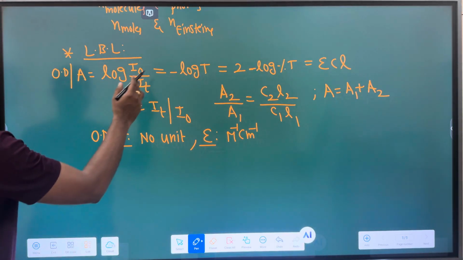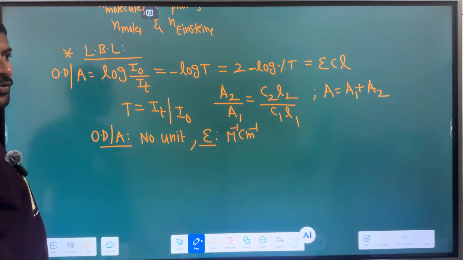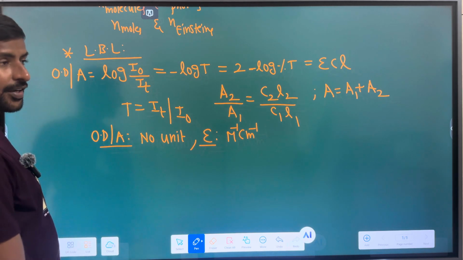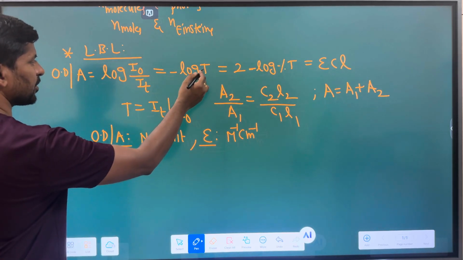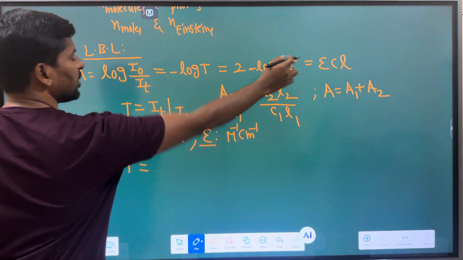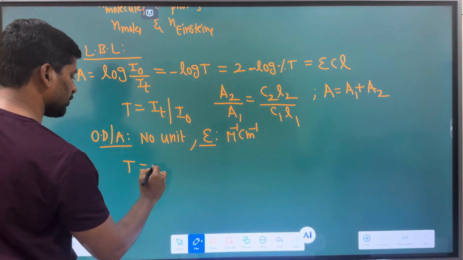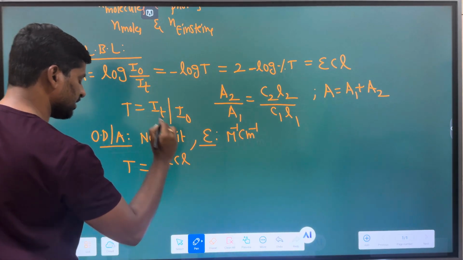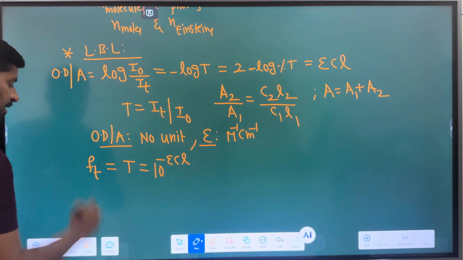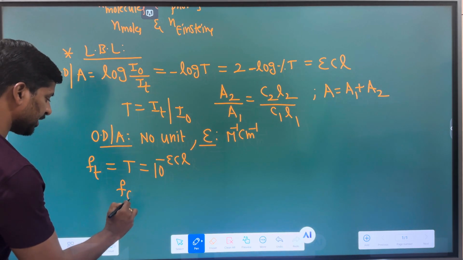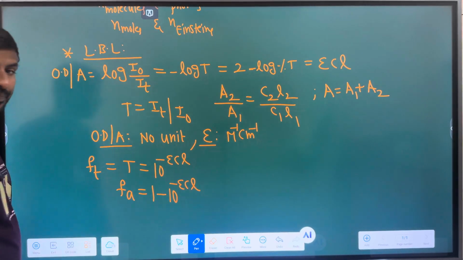In this, I_T by I naught is called what? The fraction of transmitted radiation. So the fraction of transmitted radiation, or transmittance, I_T by I naught, is given with respect to epsilon C L. Log T is equal to what? Minus epsilon C L. So T is equal to 10 power minus epsilon C L. This is the transmittance, or fraction of radiation transmitted. And now the fraction of radiation absorbed is 1 minus 10 power minus epsilon C L.